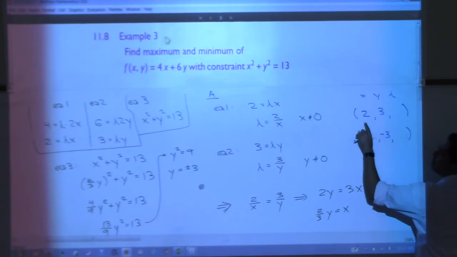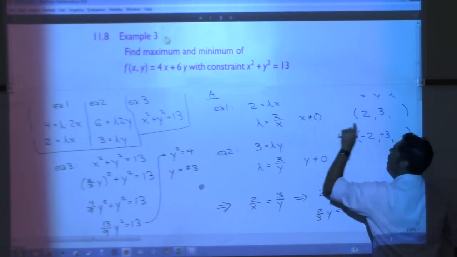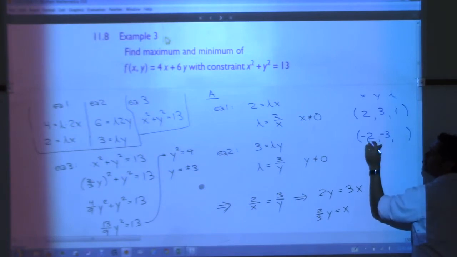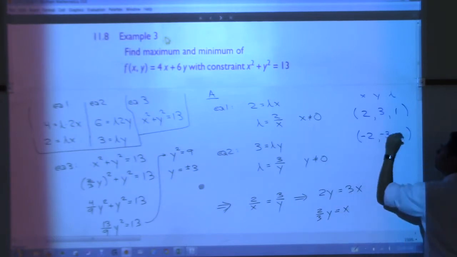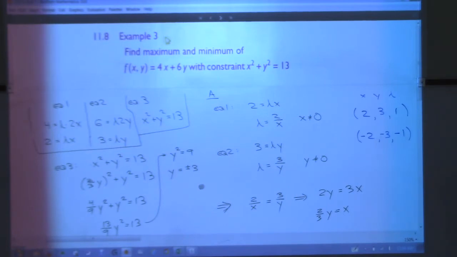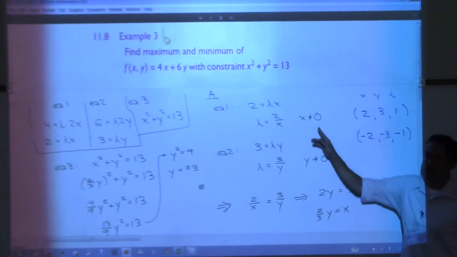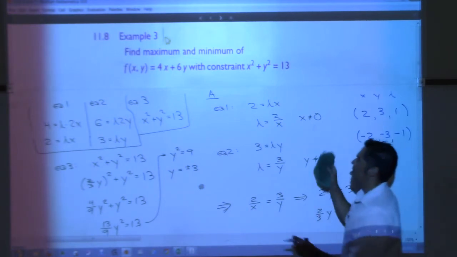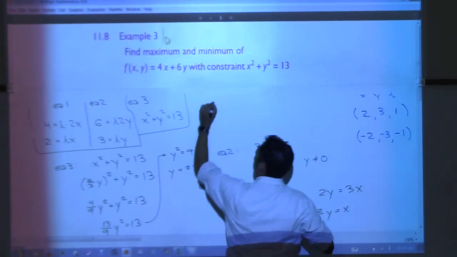All right, can we get the lambdas real quick? What if we go back to this lambda right here? If x is 2, then lambda is 1, right? And if x is negative 2, what's lambda? Negative 1. Okay, we've got 2 points so far. But all of this was done with the condition that x and y were both not 0. So now we need to consider that case, and that's going to be B.